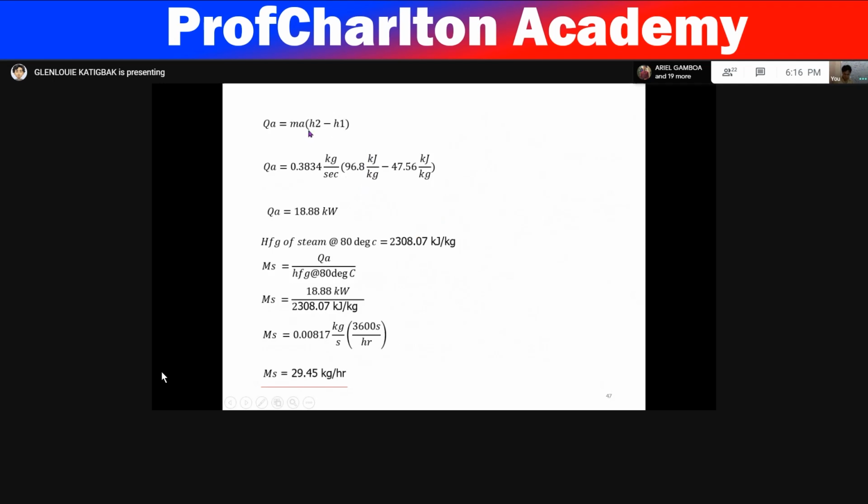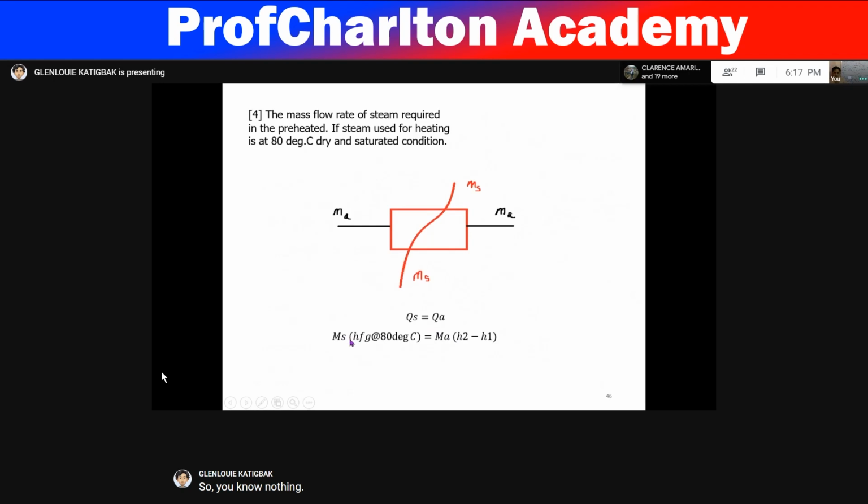So, ito yung nakuha kong values. Para sa H2, meron tayong 6.8 kilojoules per kilogram. Tapos para sa H1 naman, 47.6 kilojoules per kilogram. Tapos solve lang natin, makukuha tayo ng 18.88 kilowatts. So, yung HFG naman, sa steam table, yung latent enthalpy at 80 degrees Celsius, minus lang siya ng Hg minus Hf. Tapos yung value is 2,308.7 kilojoules per kilogram. Tapos, from this formula, Ms multiplied by HFG equals QA na.